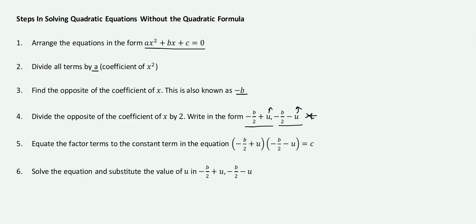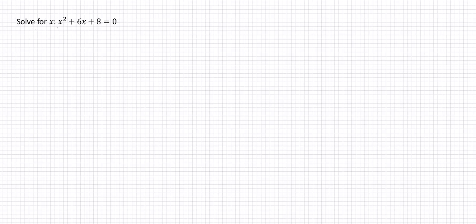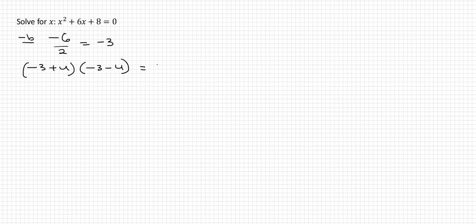Now let's try some examples together. So the first thing here, we have x squared plus 6x plus 8. Now the coefficient of x squared is 1, so we don't have to do the division. Now we have negative b, which is going to give us negative 6. That's our negative b. The next thing we're going to do is to divide that by 2. So that's going to give us negative 3. So now our expression is going to be (negative 3 plus u)(negative 3 minus u), and we're going to equate that to 8.